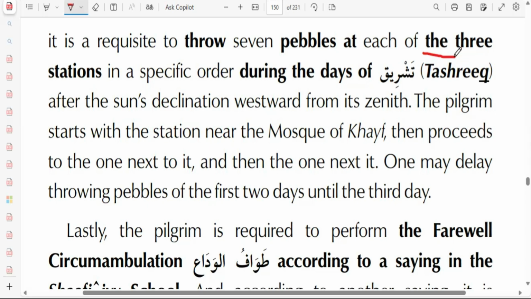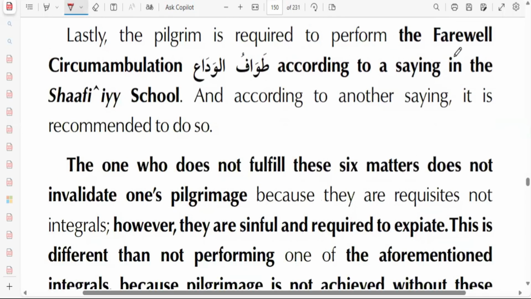The pilgrim starts with the station near the Mosque of Khaif, then proceeds to the one next to it, and then the one next to it. One may delay throwing pebbles of the first 2 days until the third day. Lastly, the pilgrim is required to perform the farewell circumambulation, the farewell tawaf, according to a saying of Ash-Shafi'i. And according to another saying, it is recommended to do so.